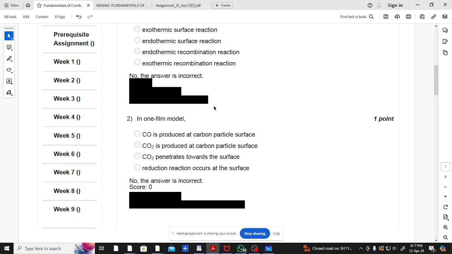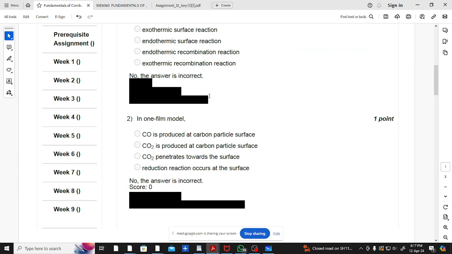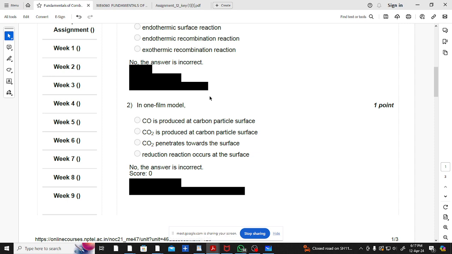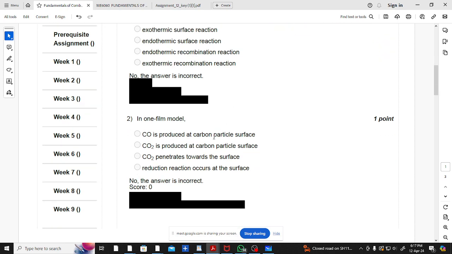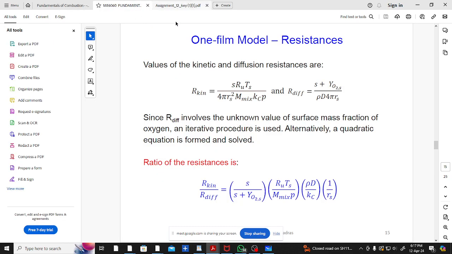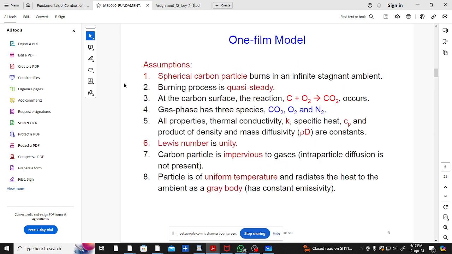So now can you answer this question? No. Sorry, there is a mistake. By mistake I said it. This is not the reaction that takes place in one film model. See, this reaction is different. This is one film model: C plus O2 gives CO2.